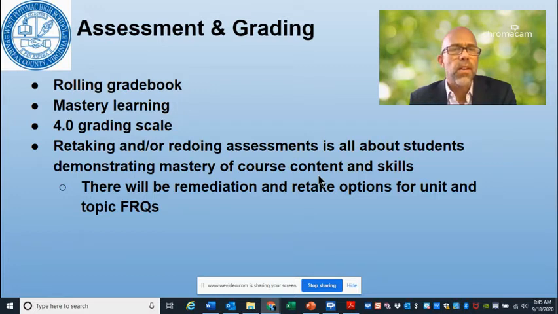Retakes are possible for any of the major assessments. And for us, that really means the FRQs, the free response questions, which are for units and for topics. And so when they take FRQs, they can remediate, show that they've looked through additional resources to understand the material, and will be given an opportunity to retake the FRQs.